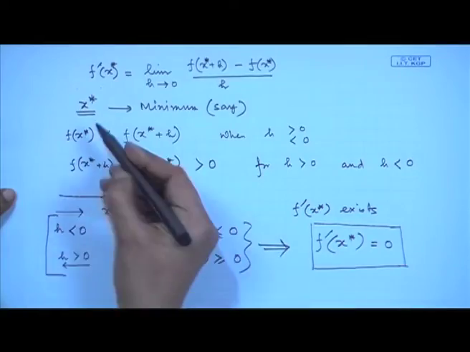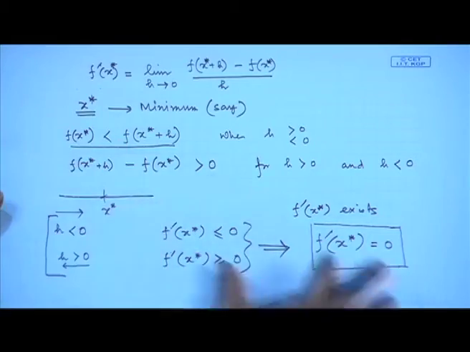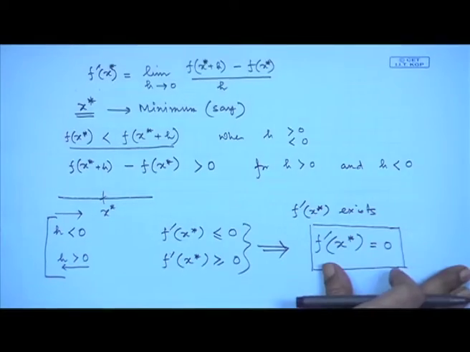But for the maximization, when x star is a maximum, only this part will reverse, but the whole logic will remain the same, just reversed. We can prove it very nicely. But this condition is not really sufficient to say that there is a maximum or minimum, because there are certain drawbacks to it. That part I will discuss now.